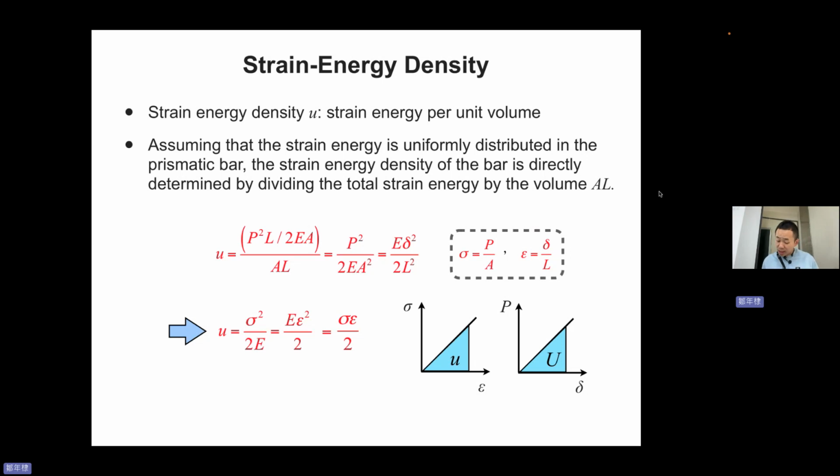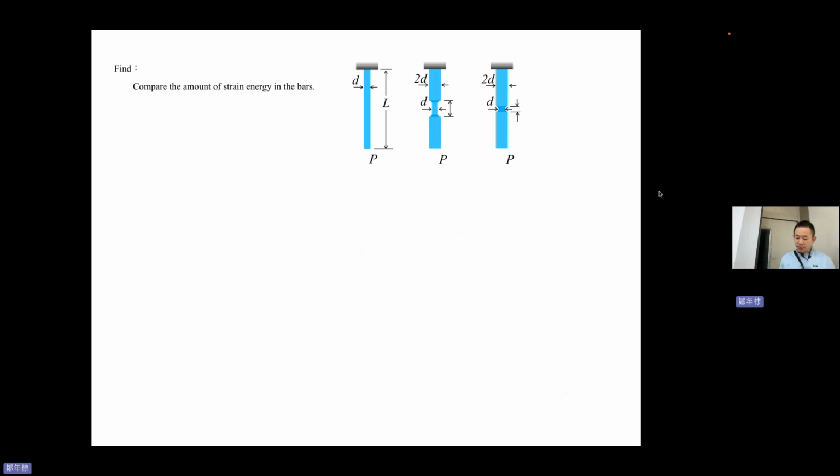Oh, so you notice that u is actually the area under the stress-strain curve. Okay, so the stress-strain curve and the force-displacement curve correspond to strain energy density and strain energy respectively. So strain energy density is related to sigma and epsilon, but your strain energy is related to P, force, and deformation. Okay, easy. Now let's continue.